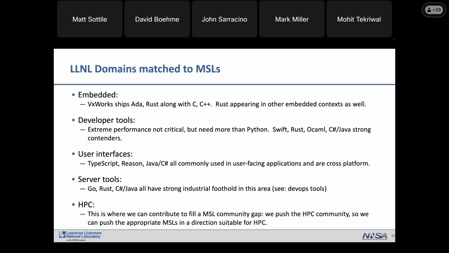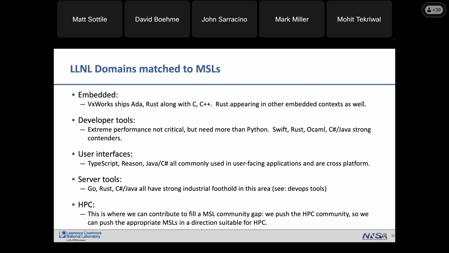I didn't mention it before, but some of the JavaScript derivatives that try and make JavaScript a little bit less horrible, like TypeScript and Reason, these are very good for building user interfaces. So if you have to build an interface that somebody's going to be sitting at, and you want to make sure the interface doesn't have problems, you can appeal to those, or the enterprise style languages. Server tools: Rust, Go, C#, Java.